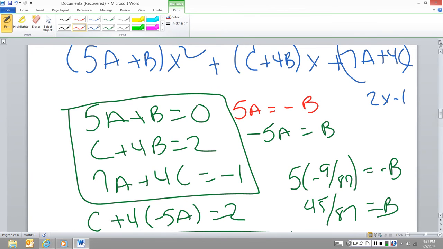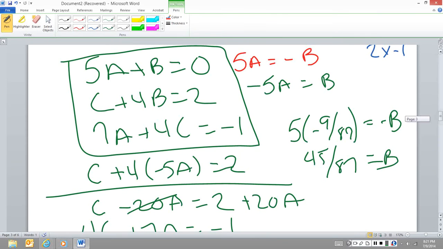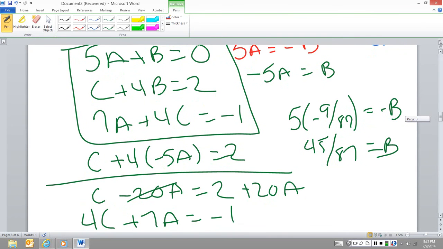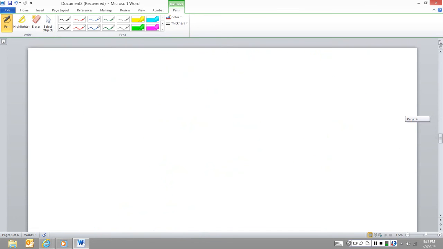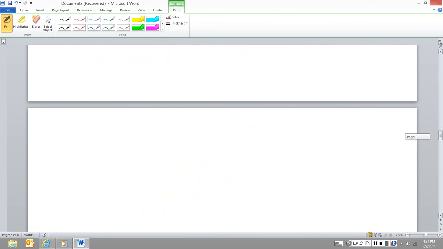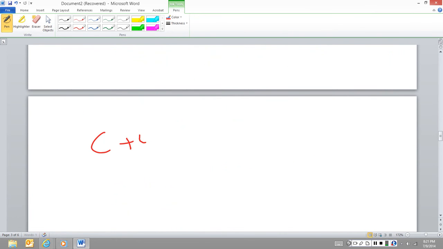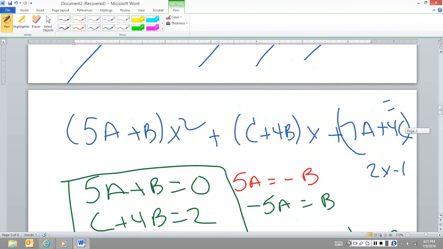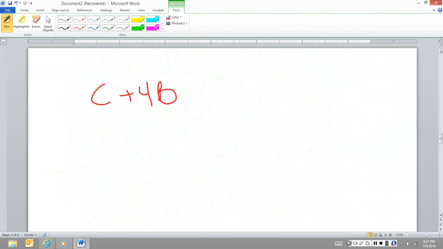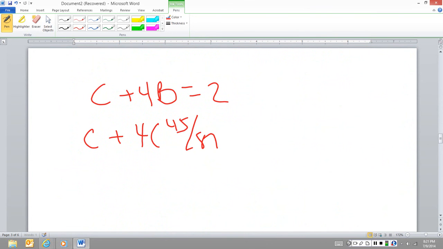So you can see this is just mainly messy. So what I'm going to do is I'm going to take this, I need C. So I have C plus 4B equals what? C plus 4B equals 2. Okay, so 4 and B was 45/87.